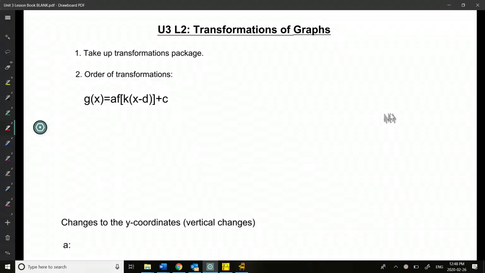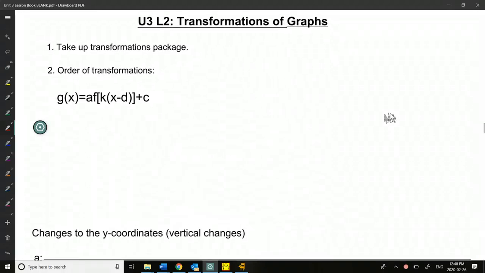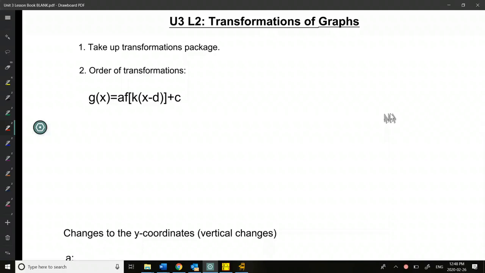All right, so we took a little while to take up our transformations package, which was our investigation from yesterday. If you need to, you can use the solutions that I posted on Edsby to review anything there or if you didn't catch something. Now, in this transformations package, this equation was introduced to you.